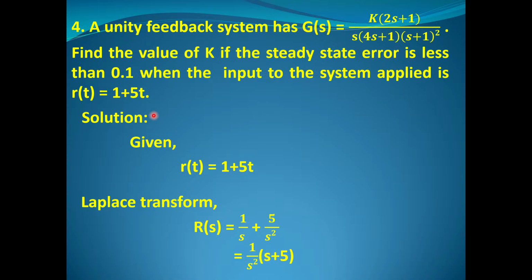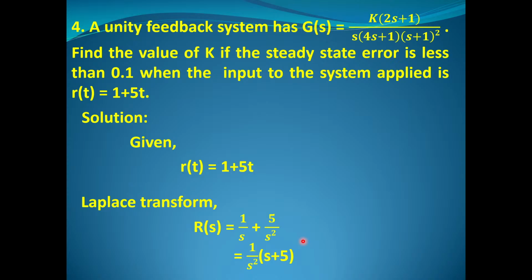So how to determine the k value? The input is R of t, which is 1 plus 5t. If you take the Laplace of this R of t, what do you get? 1 by s plus 5 by s square. So you can rearrange the terms and rewrite it as 1 by s square into s plus 5.